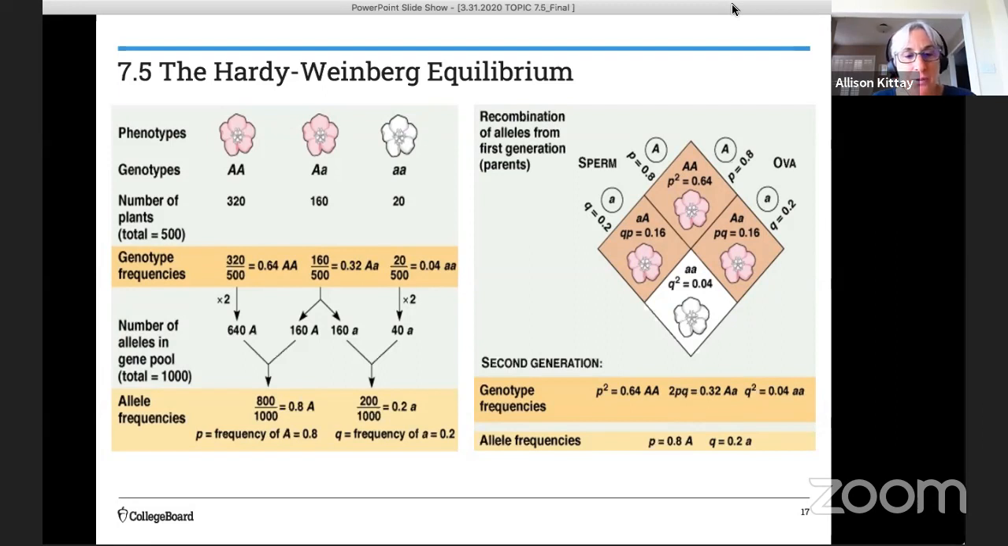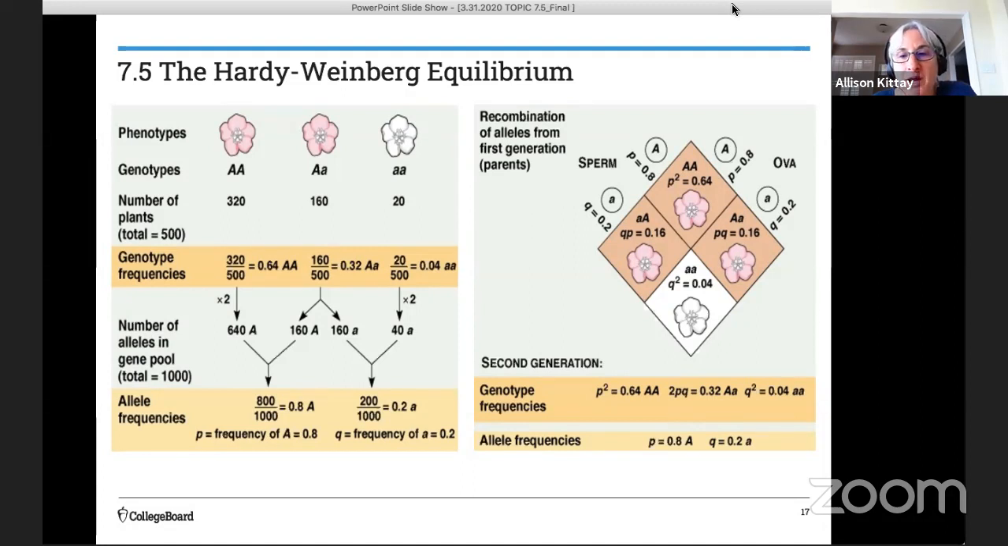We look at the recessive allele, little a, which is represented by Q in Hardy-Weinberg language. We have 160 of those recessive alleles from the heterozygote and 40 from the homozygous recessive. Add those together, and that's 200 out of the total number of alleles, 1,000, and you get your frequency of 0.2. And again, the beauty of Hardy-Weinberg is you can check your math. 0.8 plus 0.2 equals 1. That's all of the alleles in the population.